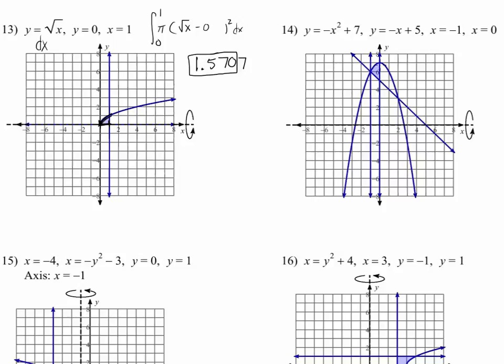Okay, 14. Let's see. We're rotating this around the x-axis, so everything's with respect to x. We got a big gap in the middle, so we need to find the volume generated by the outside curve first, and then the volume generated by the inside curve, and subtract it from the outside curve. So we are taking the integral from, looks like we're being stacked this way, so -1 to 0.